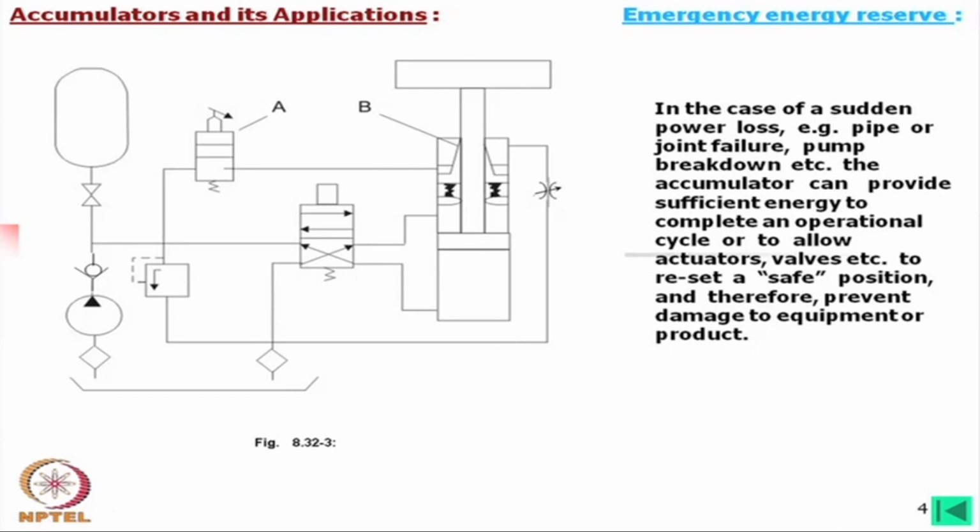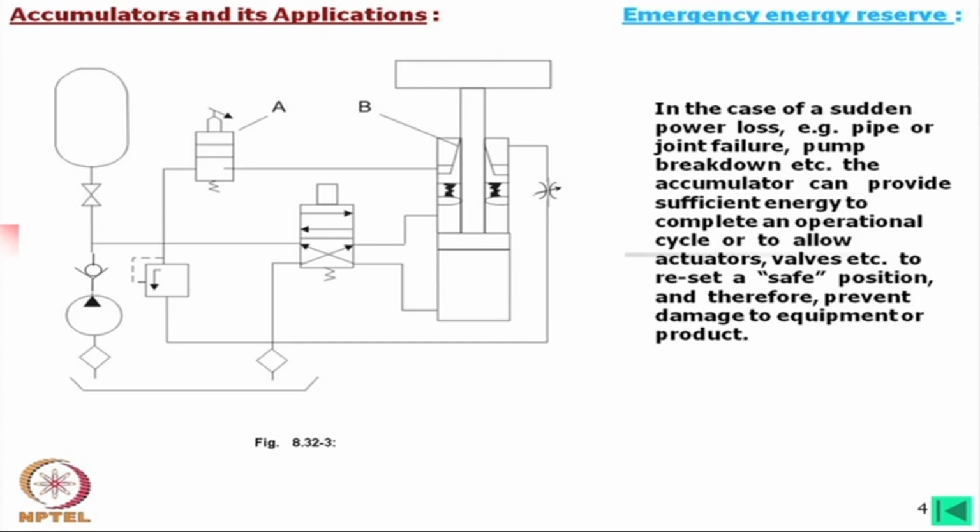Now, another application is shown here. In the case of a sudden power loss, that is pipe or joint failure, pump breakdown, the accumulator can provide sufficient energy to complete an operational cycle or to allow actuators, valves etc., to reset to a safe position and therefore prevent damage to equipment or product.